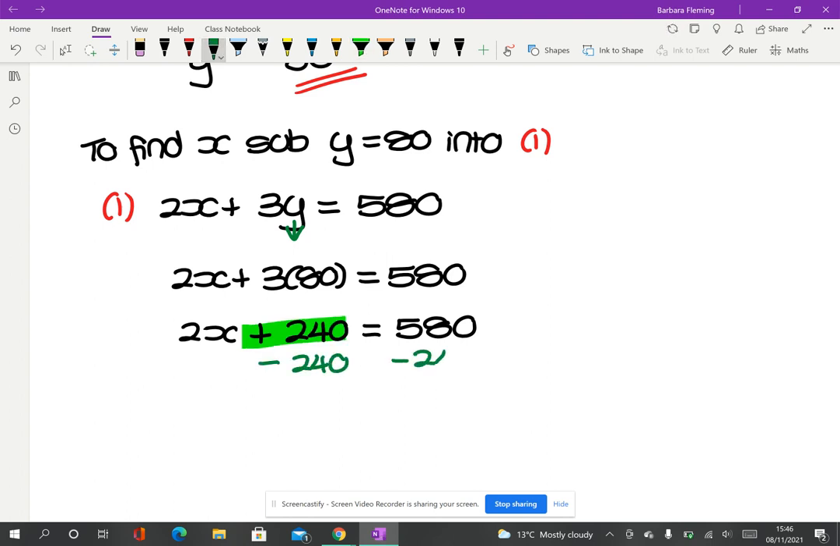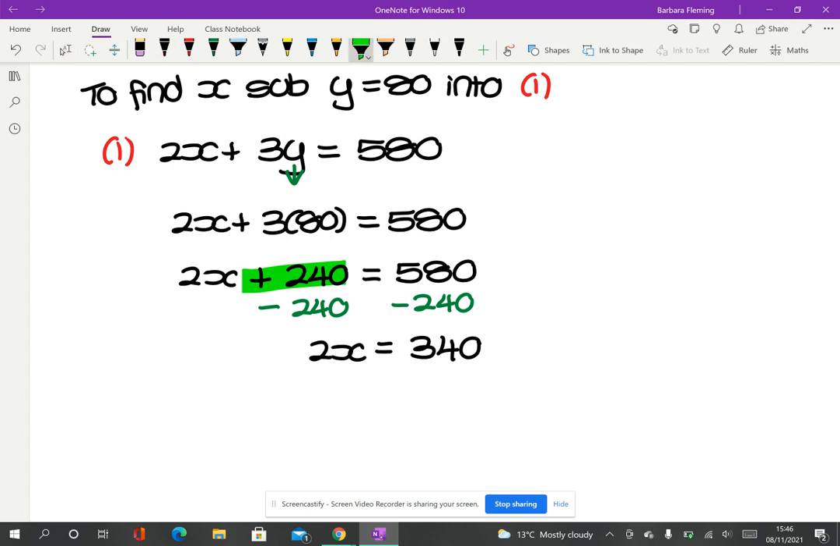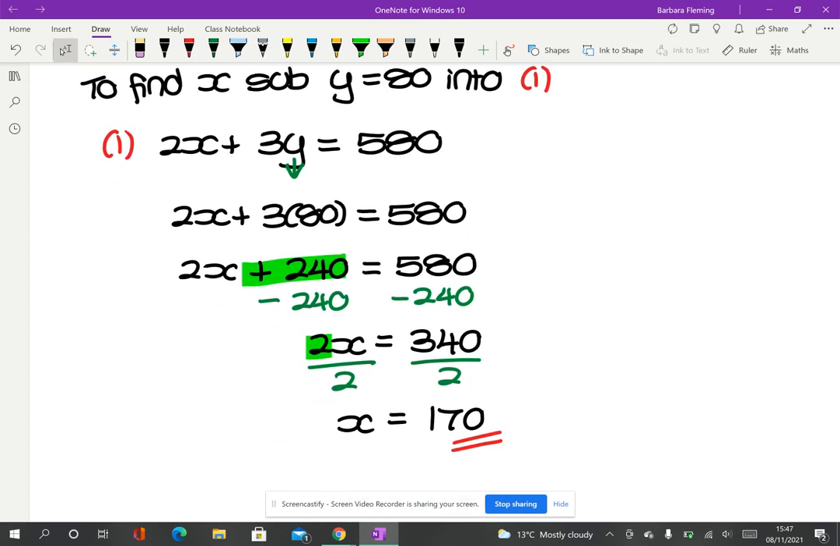We're wanting to get x on its own. So you're left with 2x, 240 take away 240 disappears, 580 take away 240 leaves you with 340. And again, you can check that with your calculator. I'm going to get x on its own, so our final step is we divide by 2 on both sides, and we're left with x equals 2 goes into 340, 170 times. And again, use your calculator to check if you're not sure. So we've got our two answers, y is 80 and x is 170.